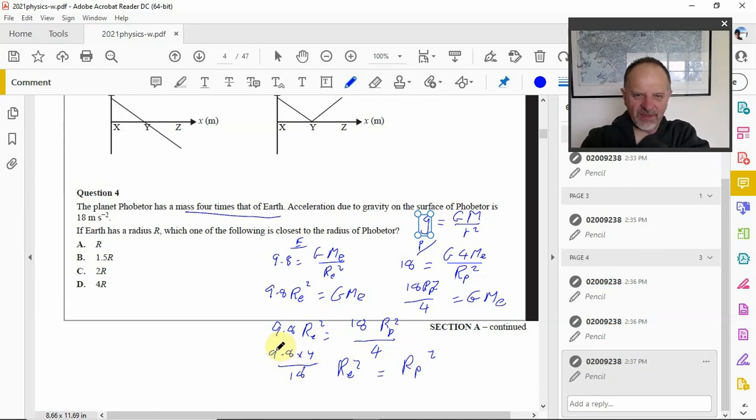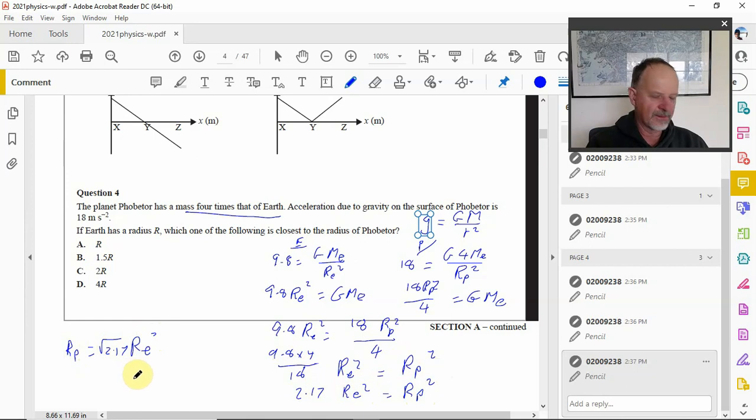Now when you put this bit here in your calculator, you'll get 2.17 lots of the radius of the Earth squared is the radius of Phobatar squared. And so now we need to square root that. So the radius of Phobatar would be the square root of 2.17 times the radius of the Earth. And the square root of 2.17 is 1.47 times the radius of the Earth. So when we look at that and compare, the one that's closest to 1.47 is B, 1.5. All right, so that's how I've done it. There are, as I said, other ways of doing that particular question.